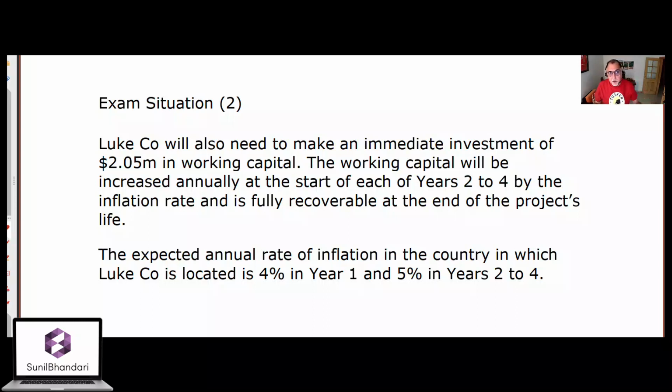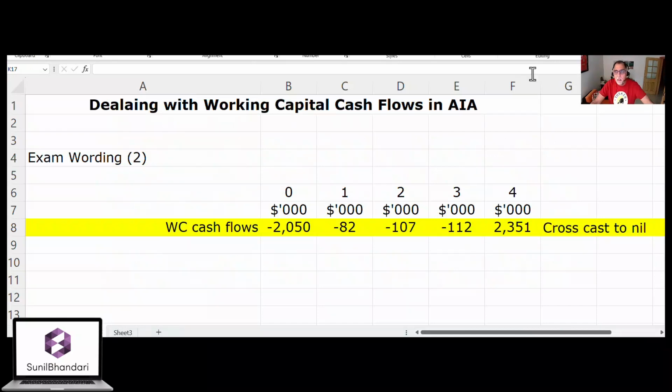Okay, so this is adjusting the working capital investment by using inflation rates. Again, let me look at the spreadsheet and show you how we deal with this one. For this one, I would actually not do a working. This is one where I'd put it straight onto the bottom of my investment appraisal before I total for the free cash flows.